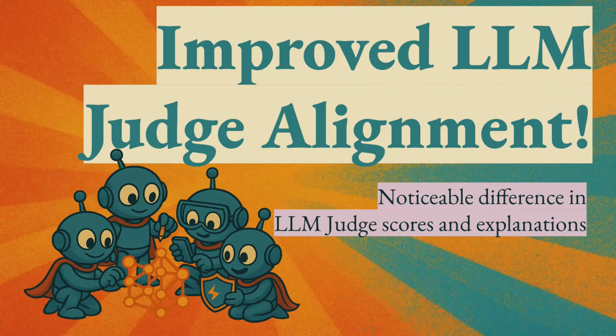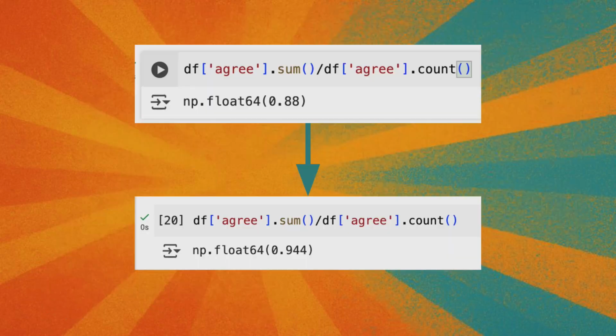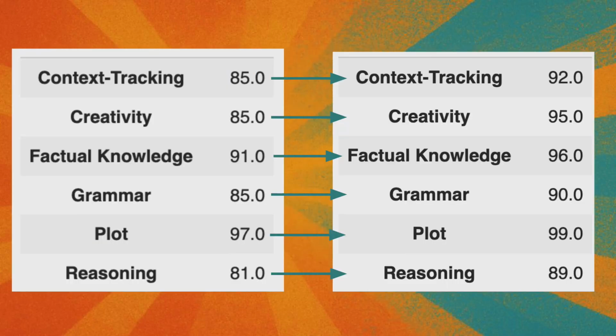And this gave me awesome results. There was a noticeable difference in the LLM Judge scores and explanations. I did a full 1350 score agreement based on this updated prompt, and there's improved LLM Judge alignment, which is awesome. So first off, overall, I go from 88% agreement with my judge to 94%. So I have cleared, at the highest level, my 90% threshold.